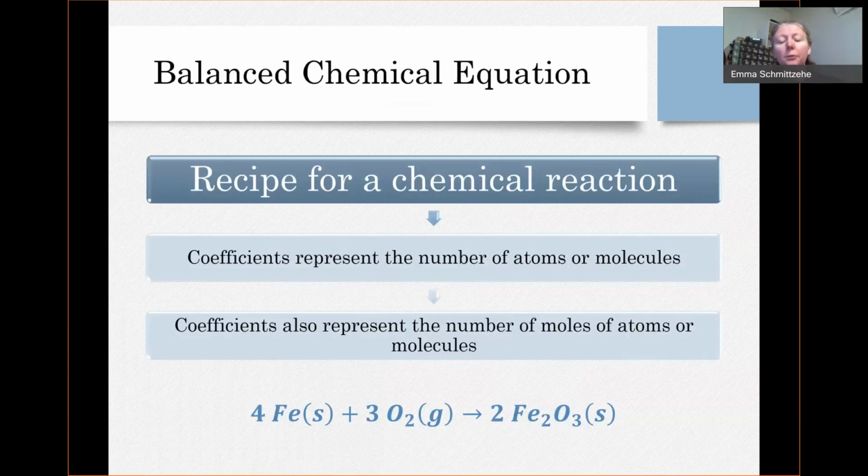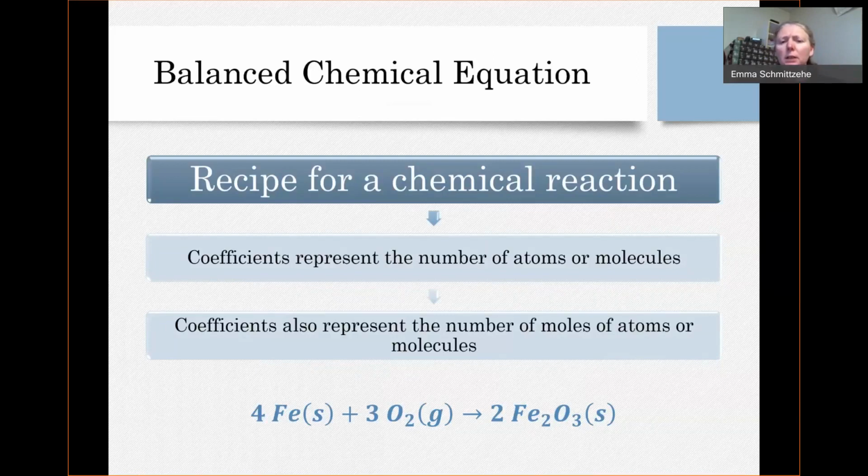So I could look at that reaction and say that 4 iron atoms are going to react with 3 oxygen molecules to produce 2 formula units of iron 3 oxide. Or I could say that 4 moles of iron will react with 3 moles of oxygen to form 2 moles of iron 3 oxide. So either way is correct. And so that's our recipe. It's telling us how much of the reactants we need and how much of the product we're going to get.